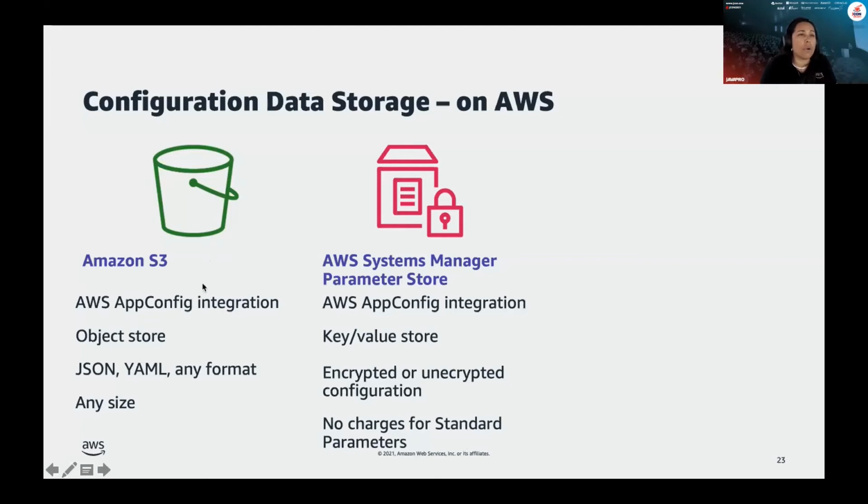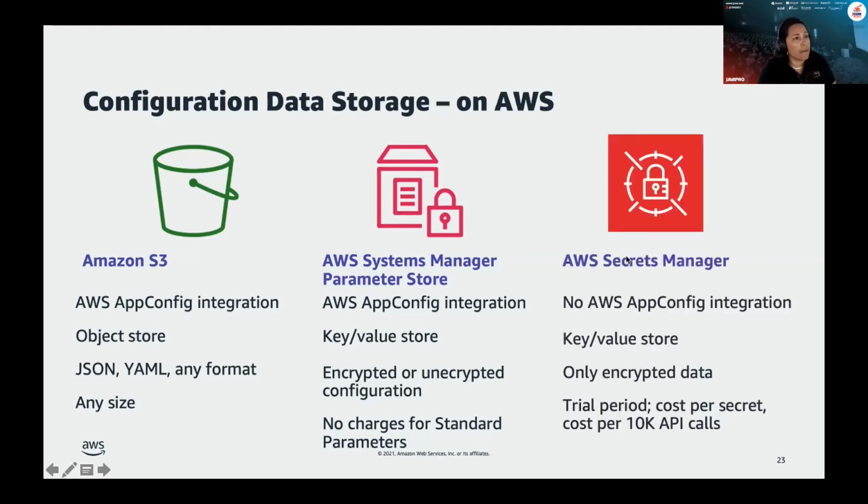S3 is a very low-cost service. Of course, you can look at the pricing, or you're familiar with the pricing yourself through the documentation. Parameter Store has two versions. If you use the standard parameter version of the service, then there are no charges for it, even if you store encrypted data. So that's quite useful. And both of these services integrate with AppConfig, so we can use them as underlying sources.